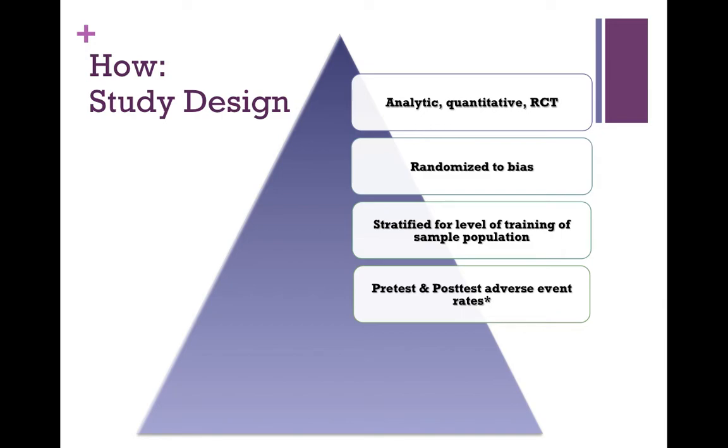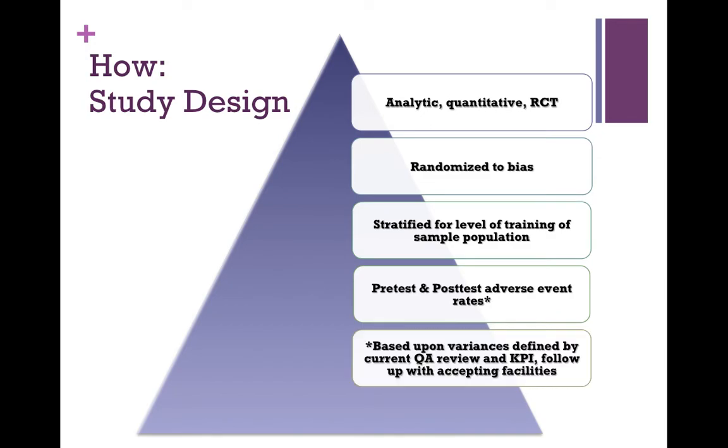exposure group. These tests will be based upon variances defined by current QA review processes, as well as the KPI developed by Ebbs et al. in New South Wales. We will also follow up with accepting facilities in order to cross-check the classifications and outcomes for adverse events brought forth during the QA review process. This is a medical legal obligation to uphold the advanced life support patient care standards of the Ministry of Health of Ontario. So we will study variances based upon a combination of factors.